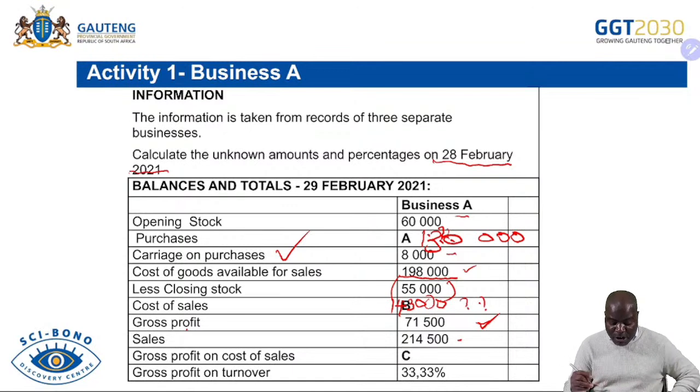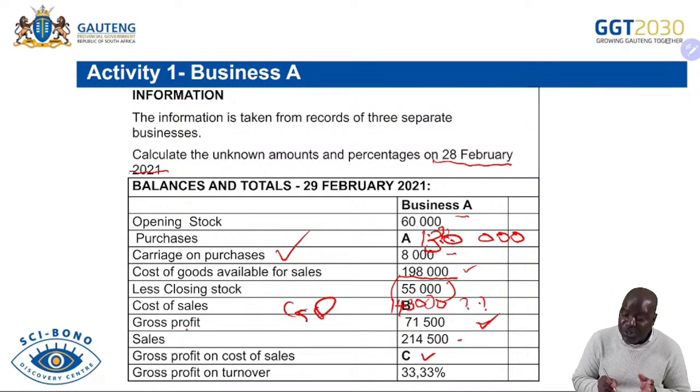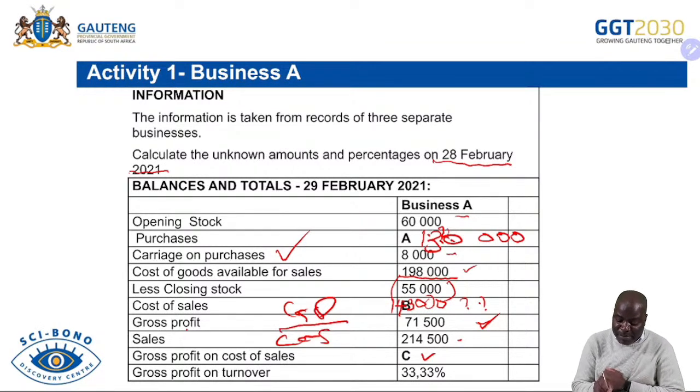Now let us quickly go on to our sales. And then you have got a gross profit on cost of sales, and this one is going to be our C. This is what it says it is, gross profit on cost of sales. So you will need to have your GP, which is your gross profit. You then divide that by cost of sales. You multiply this by 100 over 1.